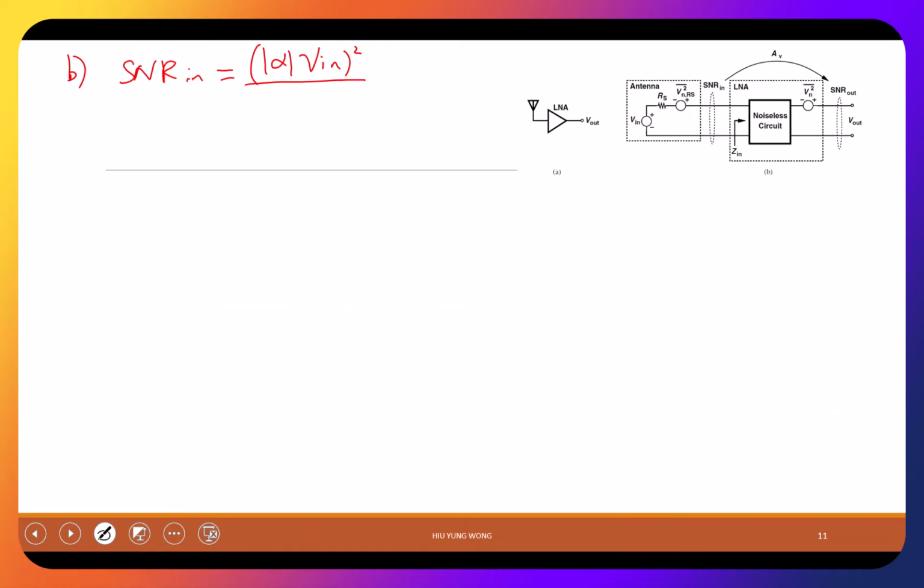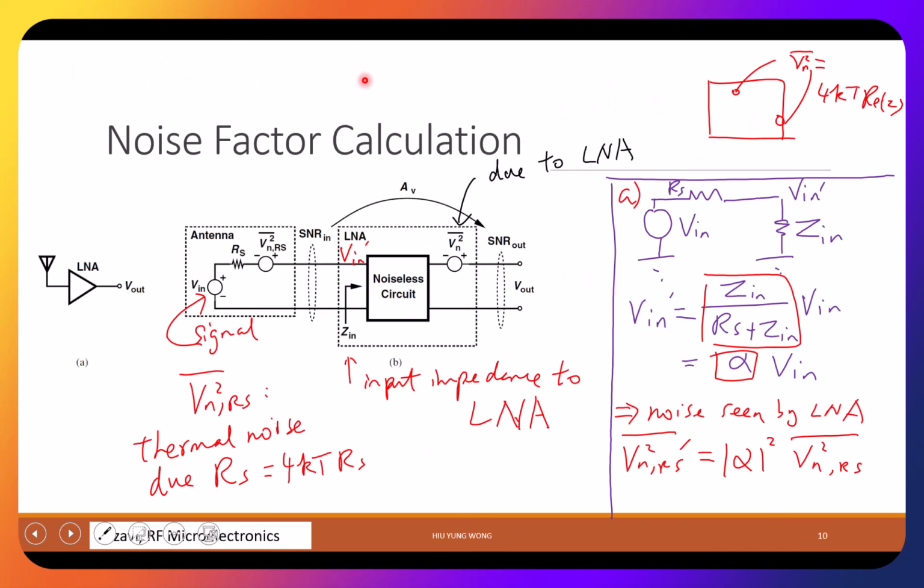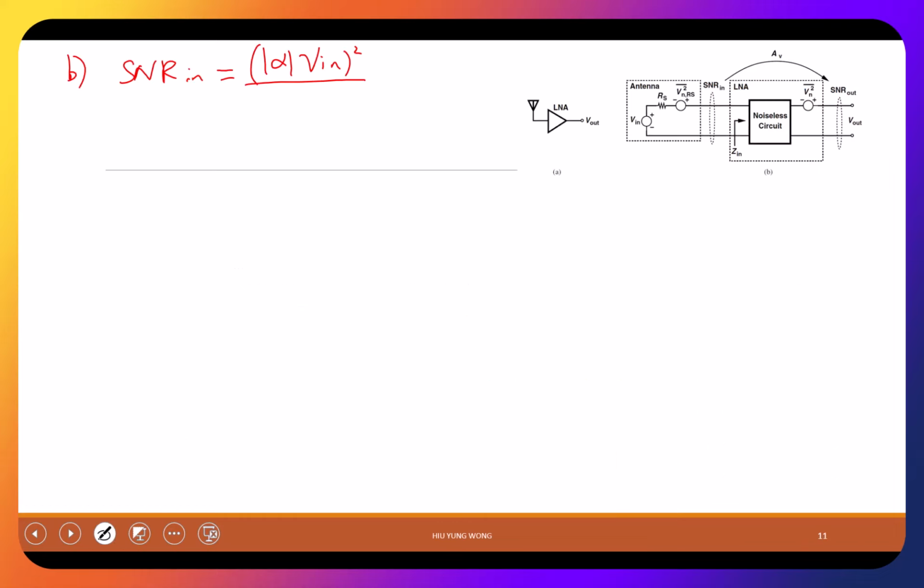And how about the noise? It is alpha square Vn square Rs. So maybe I should write it as V in dash square divided by Vn dash square Rs. I add the dash, but after all it is equal to this, so I keep it as this. Any questions?